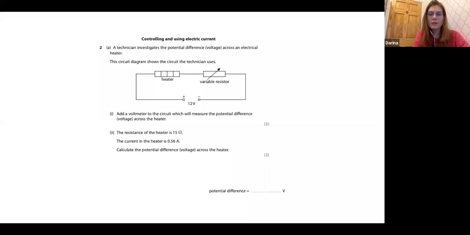So firstly, we would have to add a voltmeter to the circuit. Can someone tell me in the chat, I know you can't draw it on, how would we connect that voltmeter on? You can describe it using technical language or in your own words. Just have a go.